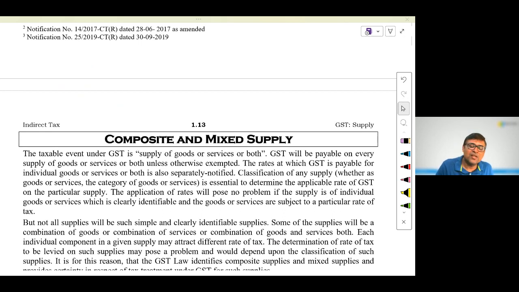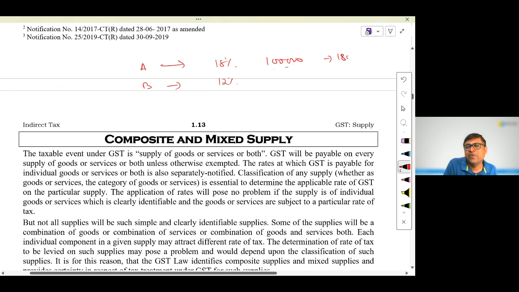Composite and mixed supply. If the supply is a bundle supply, then the question arises at what rate that bundle would be taxed. For example, suppose I am supplying goods A, say it would be taxable at 18%. Suppose I am supplying B separately, it would be taxable at 12%. Say I supplied A for 1 lakh, so GST would be 18,000. If I supplied B for 1,50,000, my GST would be 18,000. Say these are separate supplies, so it is easier for me to calculate my GST.